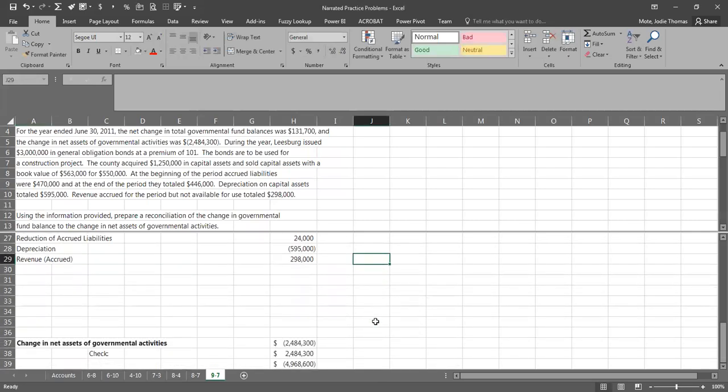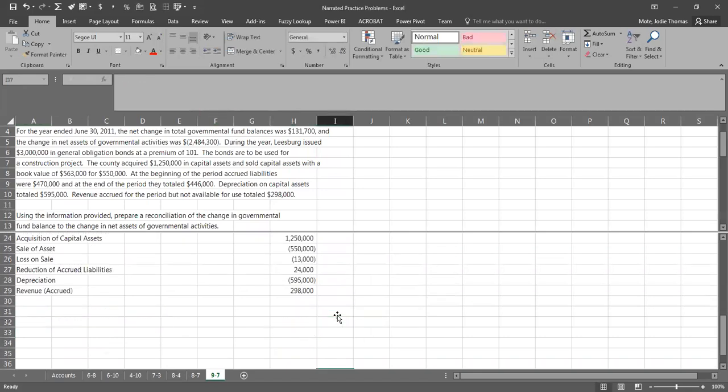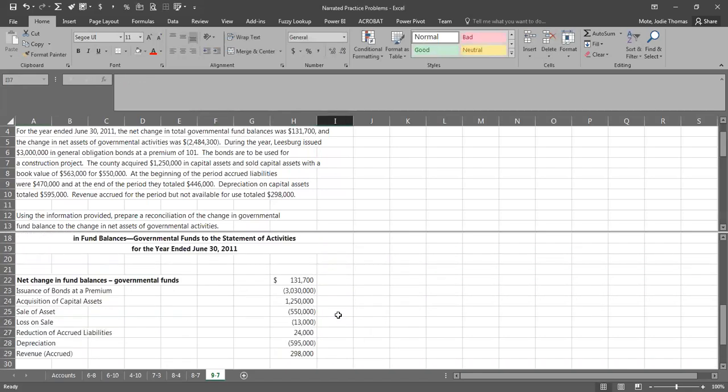Now we'll see how we did. I've got my totals down here. Oh, all right. Change in governmental activities. I should have put that as a negative on our check figure. And you'll see there we balance perfectly. So this is a useful problem.